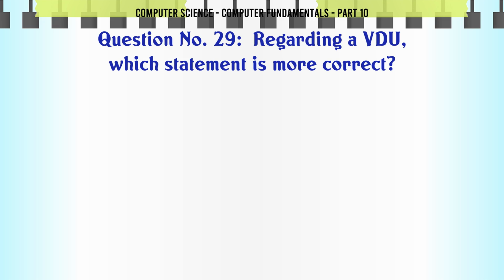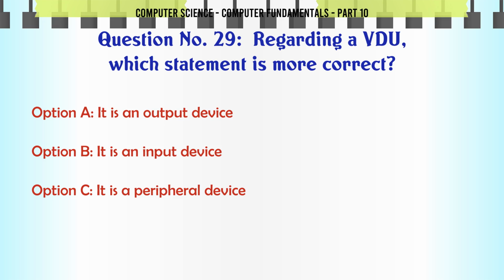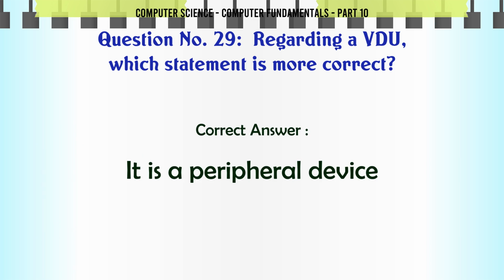Regarding a [device], which statement is more correct? A. It is an output device. B. It is an input device. C. It is a peripheral device. D. It is a hardware item. The correct answer is it is a peripheral device.